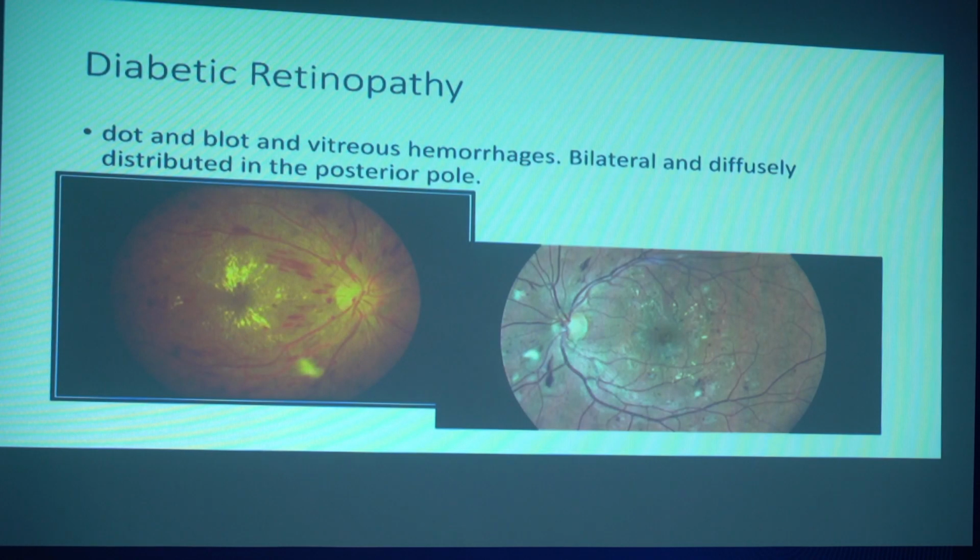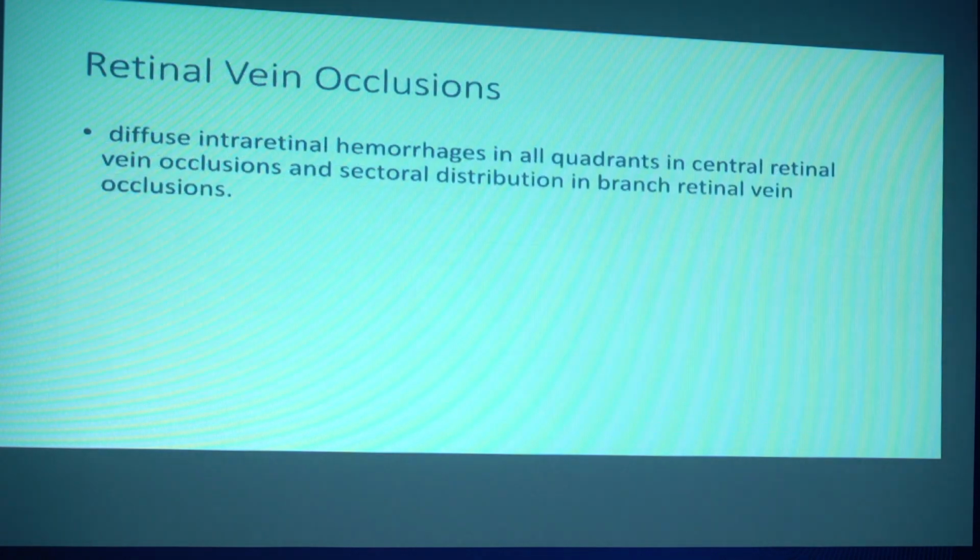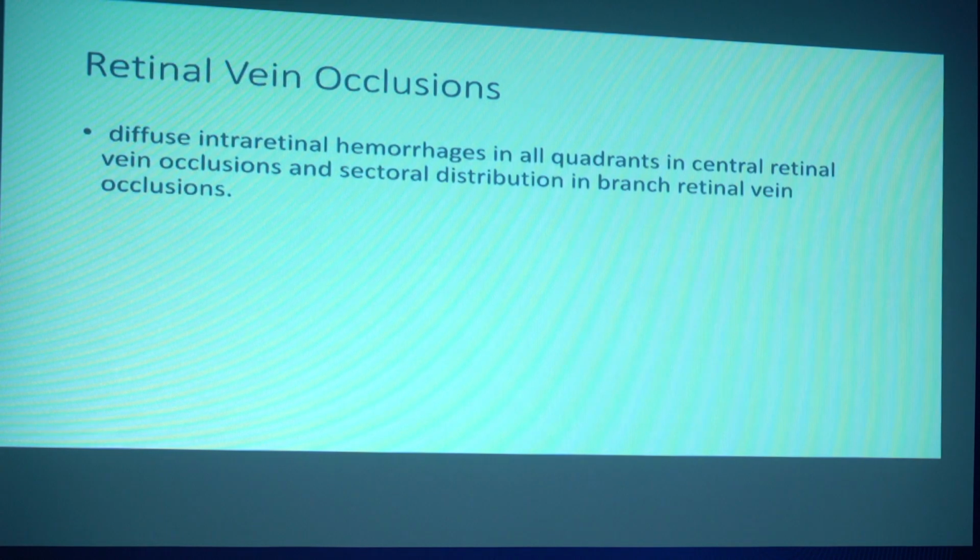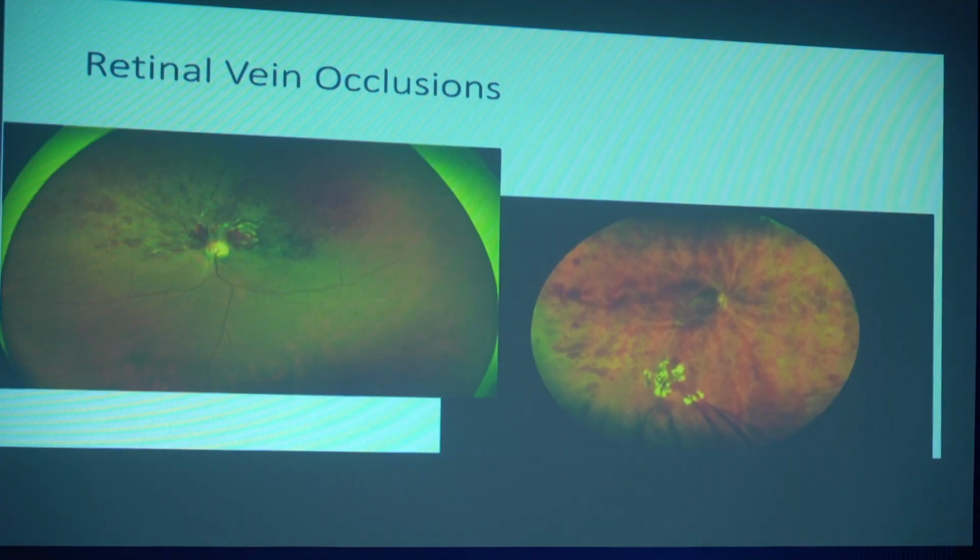In diabetic retinopathy, dot and blot and vitreous hemorrhages can be seen. They are bilateral, diffusely distributed in the posterior pole. In retinal vein occlusions, diffuse intraretinal hemorrhages are seen in all quadrants in central retinal vein occlusion, and sectoral distribution is seen in branch vein occlusion. Here are the scans. On the right side, it's a BRVO, and on the left side, it's a CRVO.